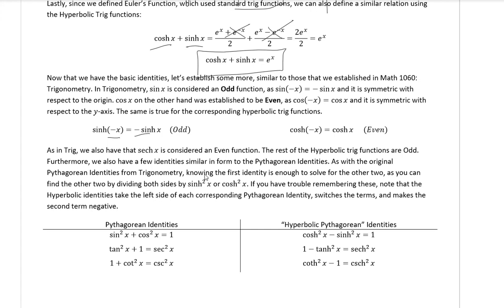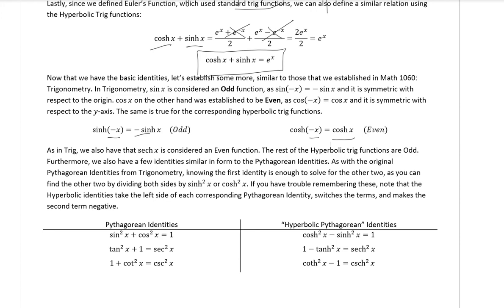Whereas cosh, as we even showed before in the graph, is symmetric with respect to the y-axis, so it is considered an even function. It means if you plug in negative x into cosh, you get the same thing as cosh of x, so the negative can be eliminated if you so please. Now, the same is true for the other 4 functions. Sech is considered even, and likewise here, sec is also considered an even function. The other hyperbolic trig functions are all considered odd.